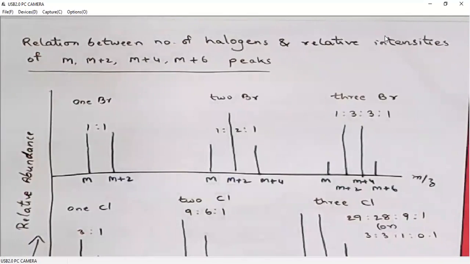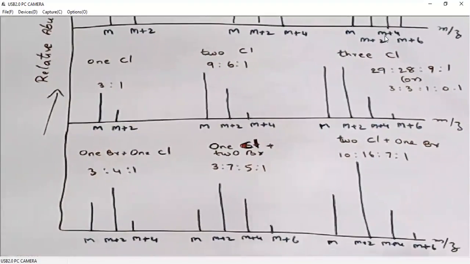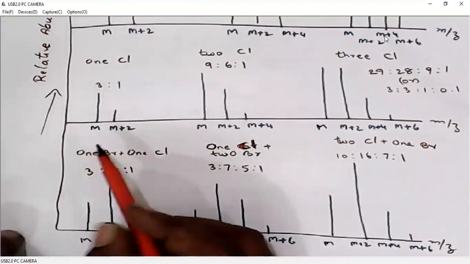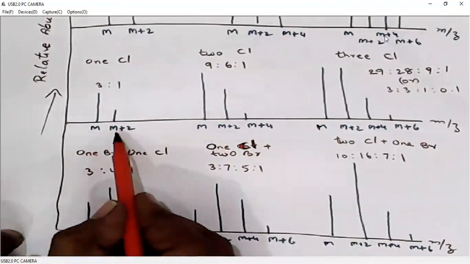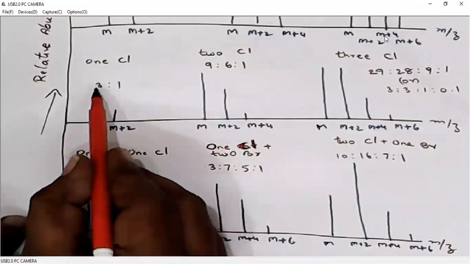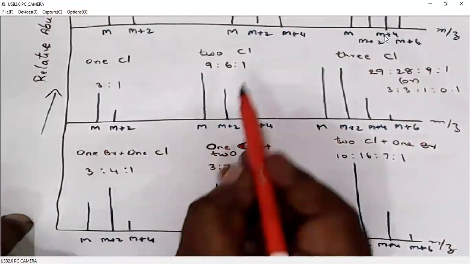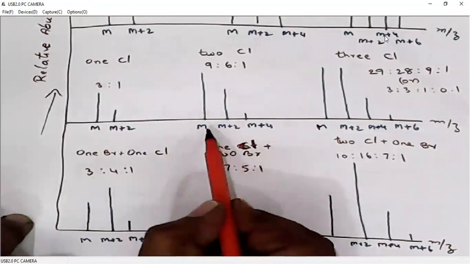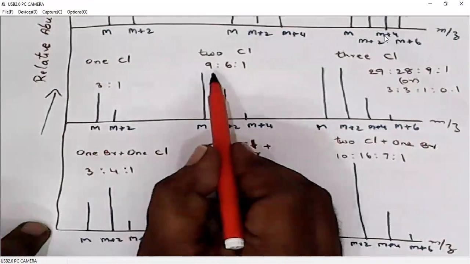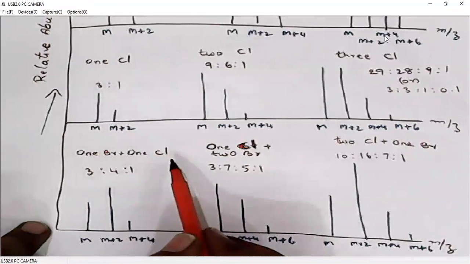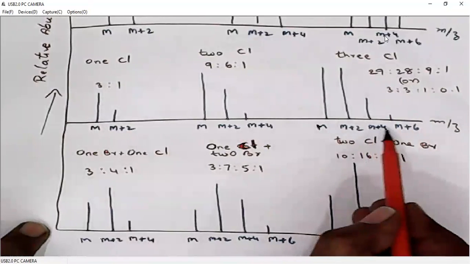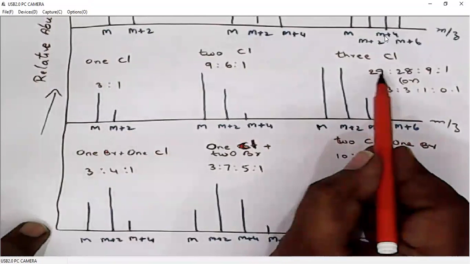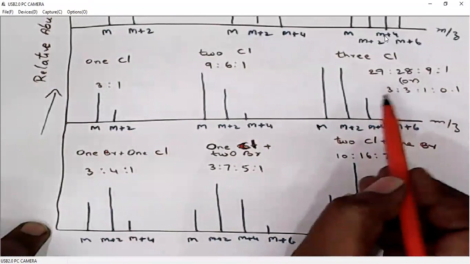Now similarly, when we have one chlorine, because chlorine isotopes are in a 3:1 ratio, the two peaks, M and M plus 2, will have an intensity ratio of 3:1. If we have two chlorines, we will get three peaks, M, M plus 2, M plus 4, in the ratio of 9:6:1. If we have three chlorine atoms in the molecule, we will get four peaks, M, M plus 2, M plus 4, M plus 6, in the ratio of 27:27:9:1.